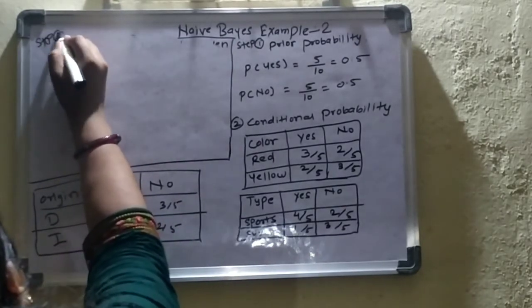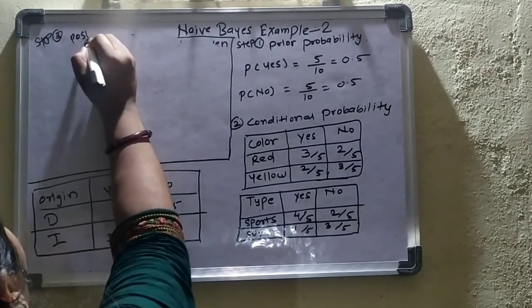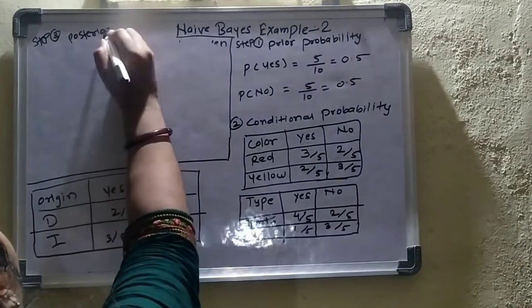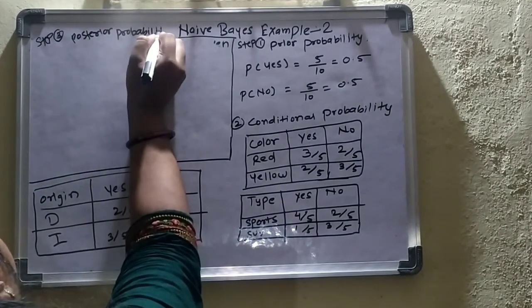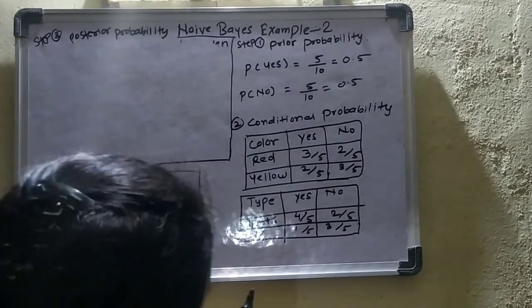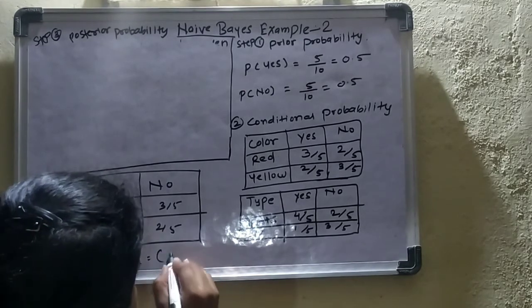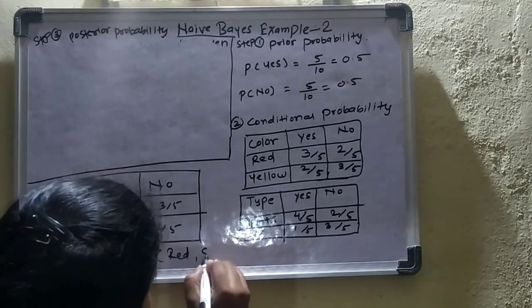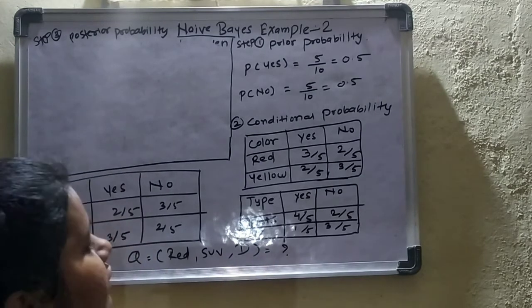Now step 3 is, calculate the posterior probability. So the posterior probability calculation is based on the prior and the conditional probability. Now we have to calculate for the instance. The instance given to us was, the question was, red should be the color, SUV should be the type, and domestic should be the origin. What will be the value?